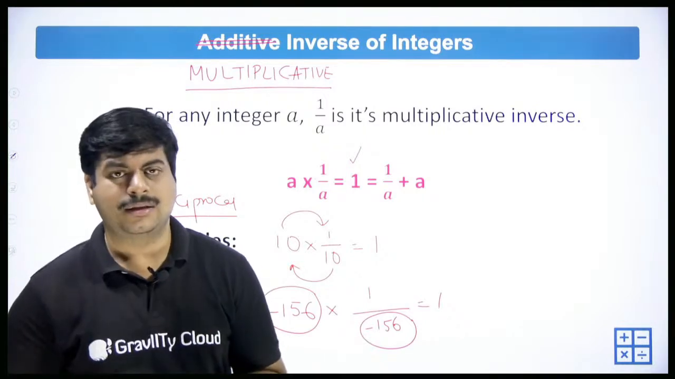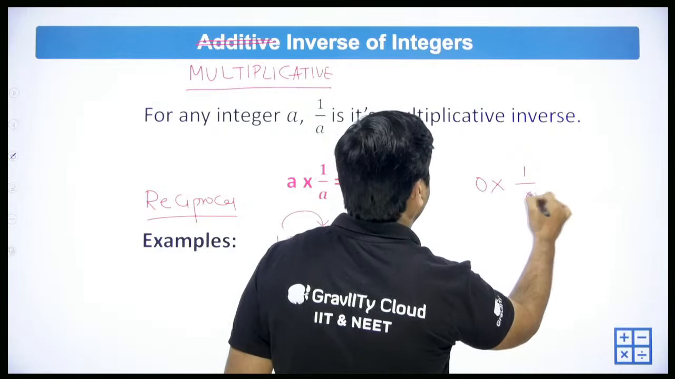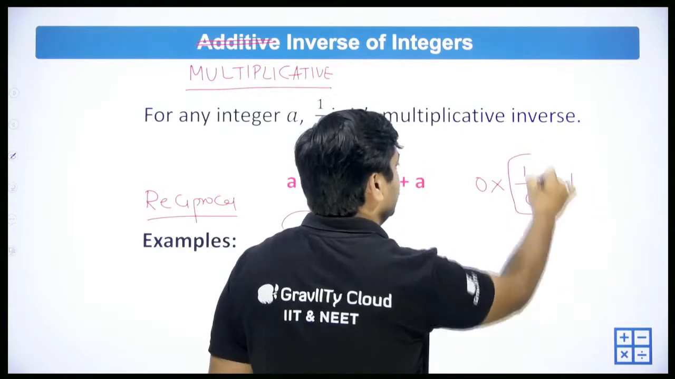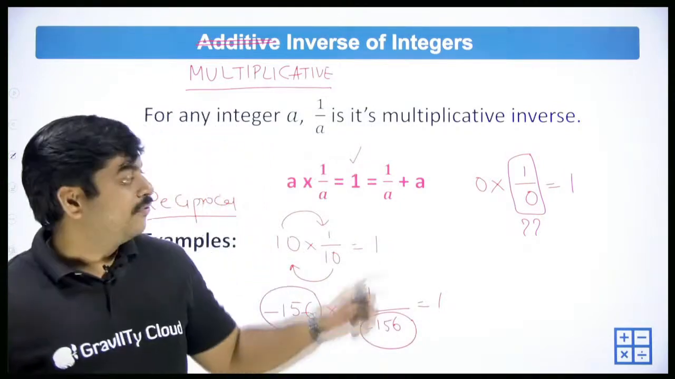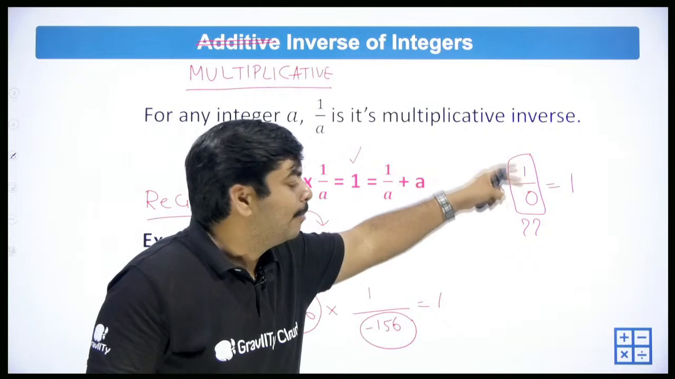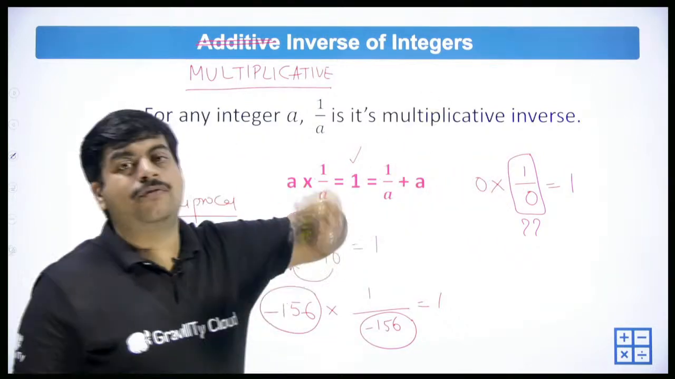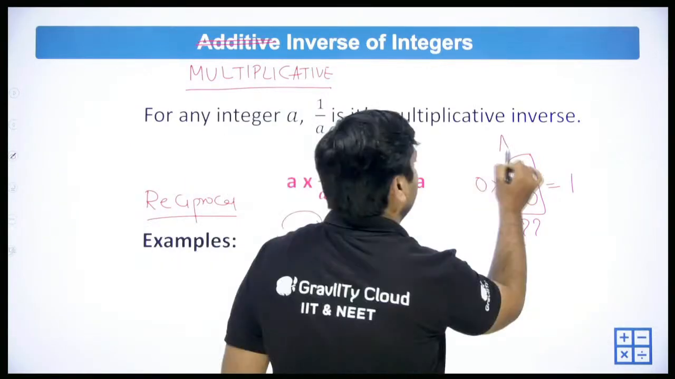Do you know why? For the number 0, we need to multiply with 1 by 0 to get the value 1. But is 1 by 0 a defined value? No. 1 by 0 is not a defined value. The multiplicative inverse will not exist for the number 0. Okay, this is very important. Multiplicative inverse will not exist for the number 0.